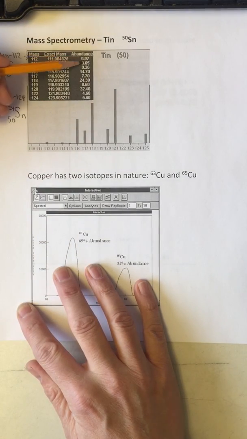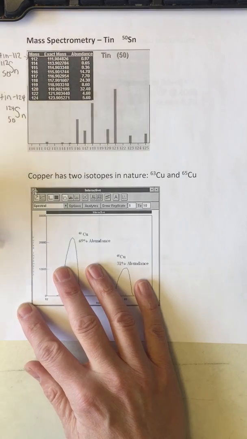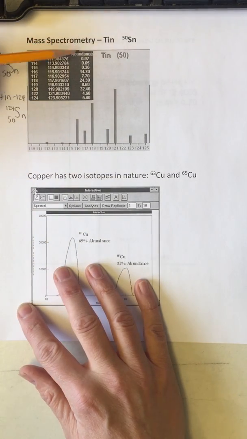Now, these numbers are percentages here. These are percent abundances. And so what this says is that when a sample of tin atoms was run through a mass spectrometer, 0.97%, almost 1% of it came out as tin 112. And look at all these numbers. They should add up pretty much to 100%.